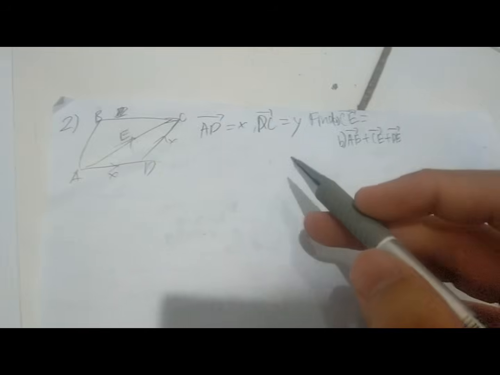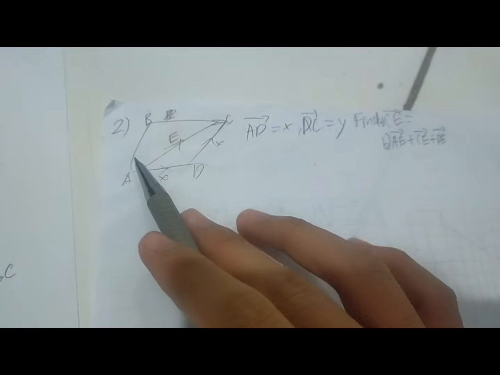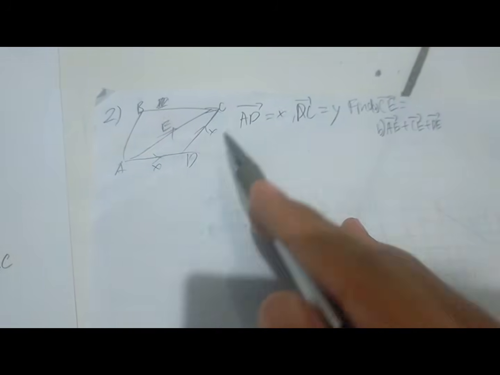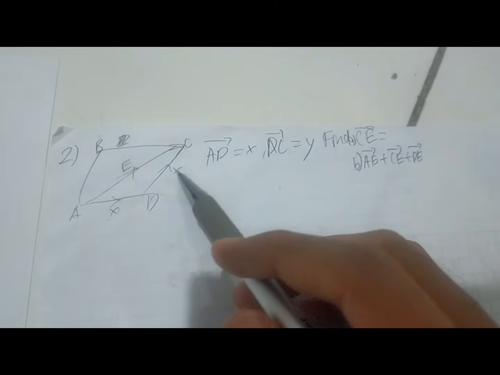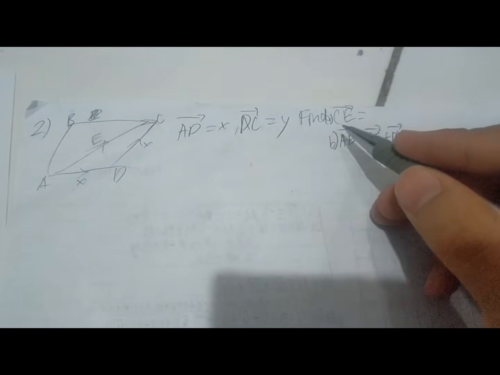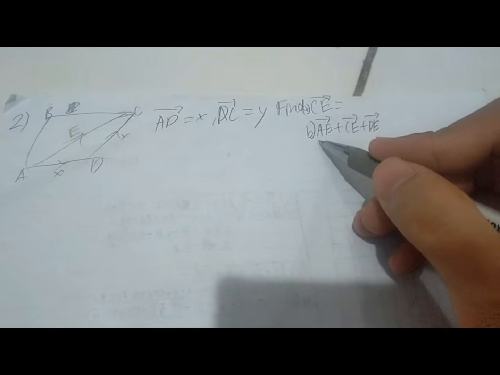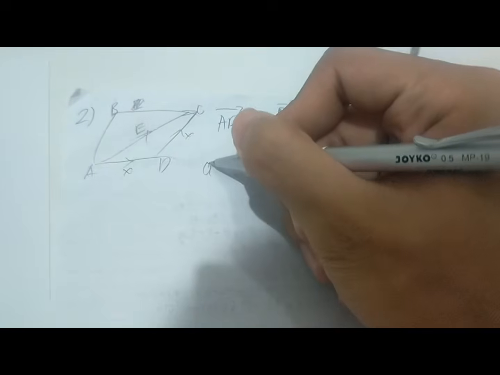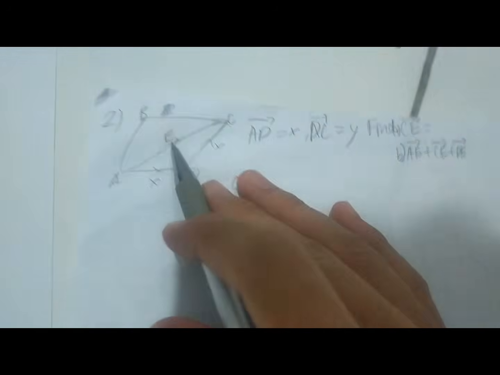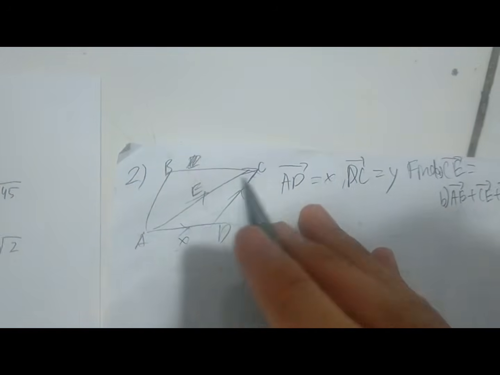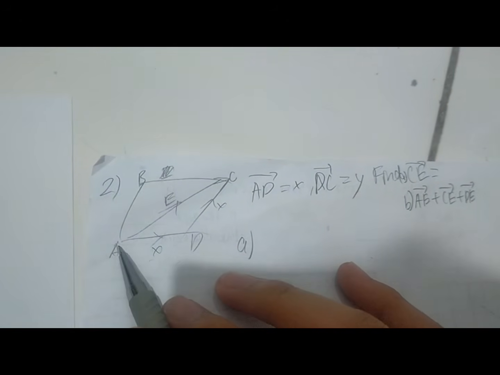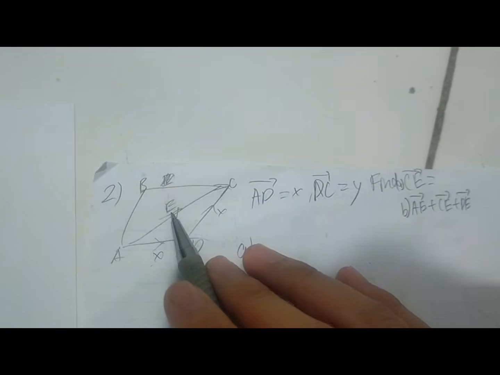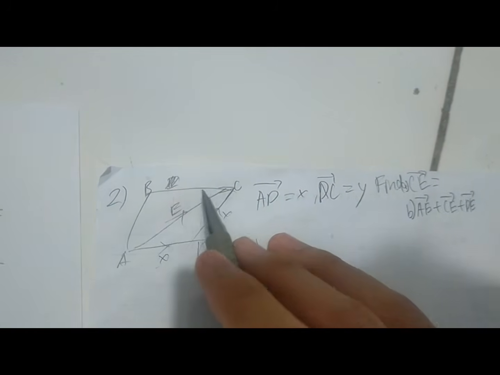Okay, for number 2, we have this parallelogram, and A to D is X and D to C is Y. So we need to find CE, and AE plus CE plus DE. How do we solve it? Well, first A. Look at this. A to C needs to pass E. So A to E, then we can go from E to C.